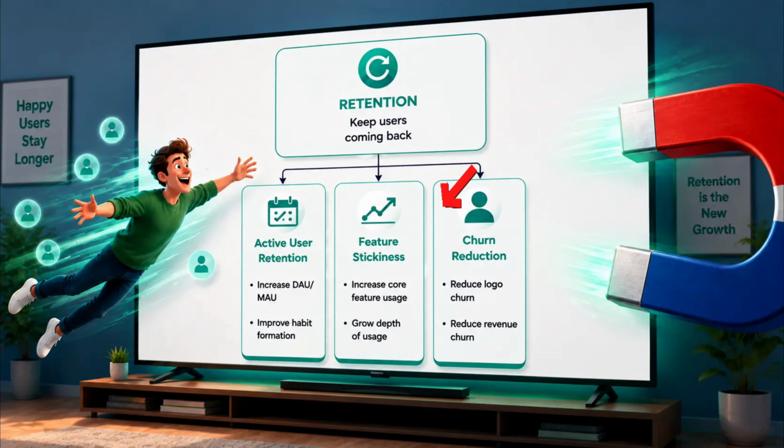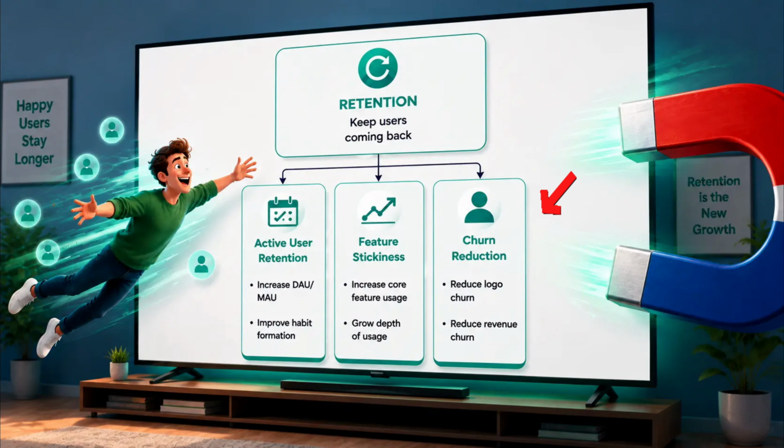Then feature stickiness comes into the picture. Which features do users come back for? Increase the usage of your core features. Grow the average number of features used per active user. Stickiness is what makes it hard for them to rip it out.